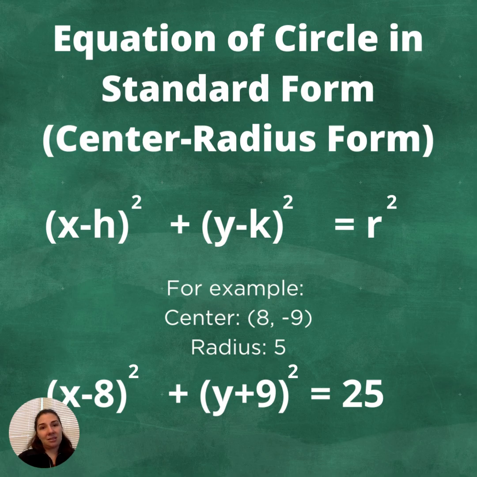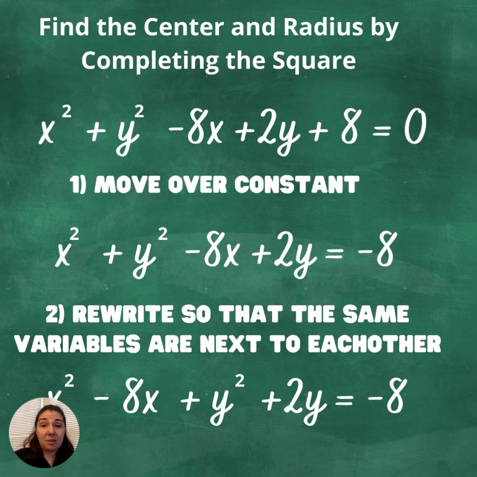The formula itself has x minus h squared and y minus k squared. So if in the equation you see x minus 8, you know that the x value for the center is a positive 8. And if you see y plus 9, then what happened is you ultimately had y minus negative 9. And when you have a double negative, that's what makes it a positive or a plus sign. Okay, let's go into one of these problems.